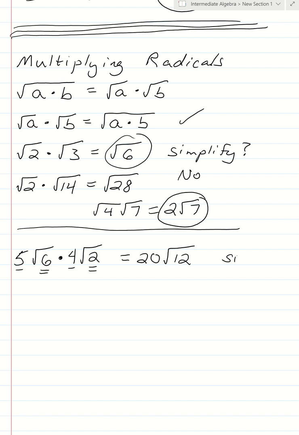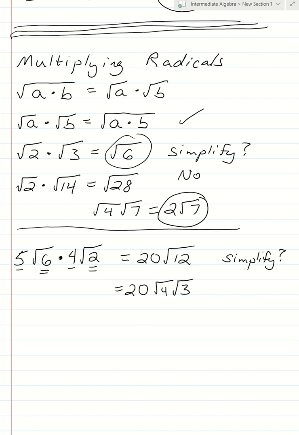Can we simplify this answer? And of course the answer is yes, because the square root of 12 can be simplified. So I'm not going to do anything with the 20, but the square root of 12, I could write that as the square root of 4 times the square root of 3. These mean the same thing.